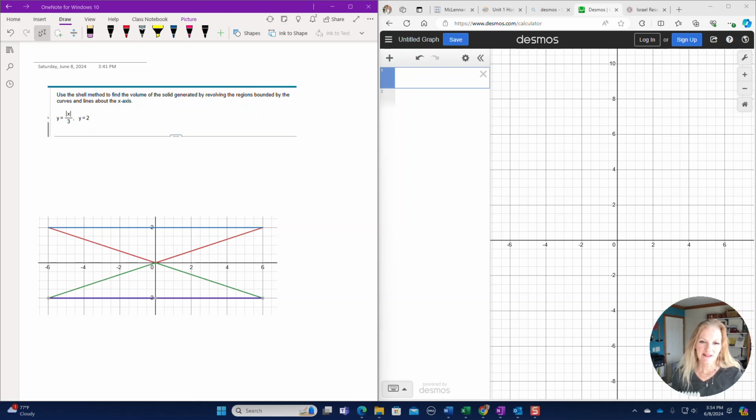Hello, calculus friends. This is an interesting problem. We're asked to use the shell method to find the volume of the solid generated by revolving the region bounded by the curves and the lines about the x-axis. In this case, we have y equals the absolute value of x divided by 3 and y equals 2.